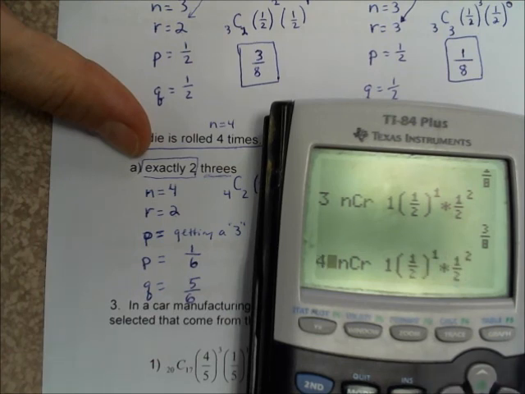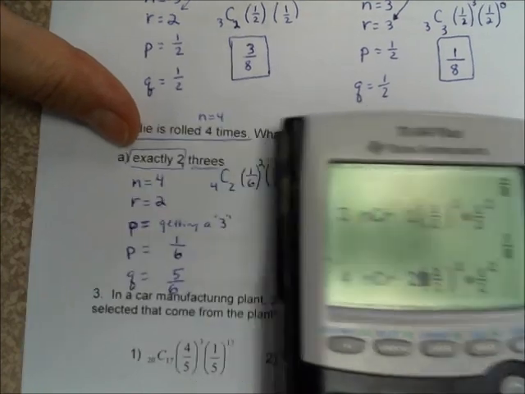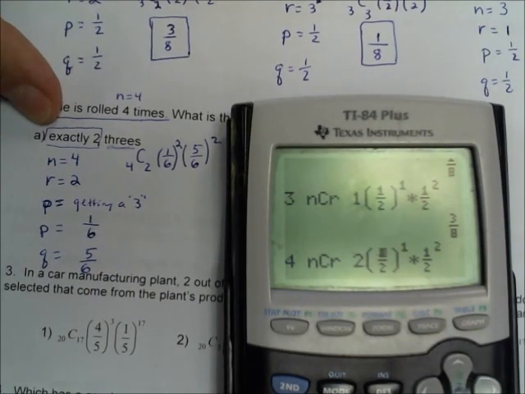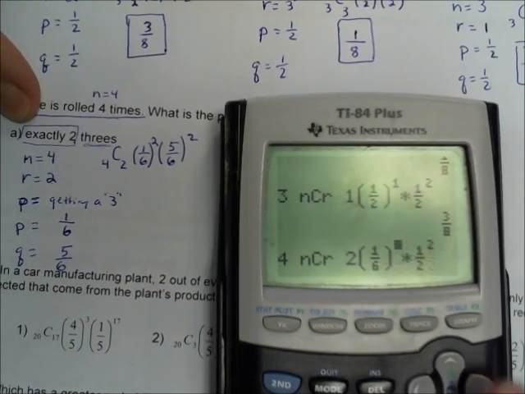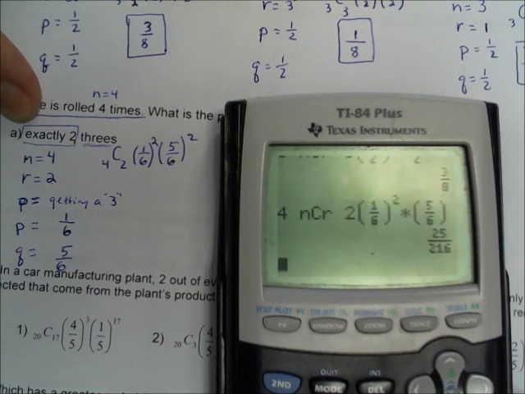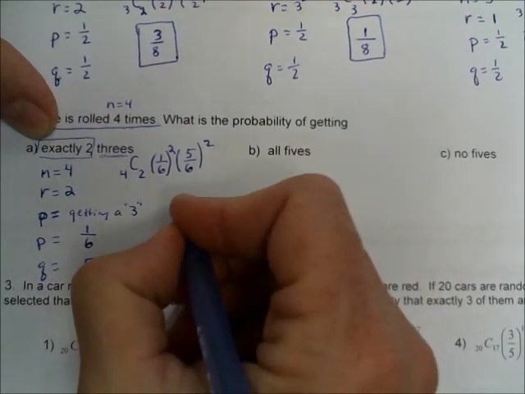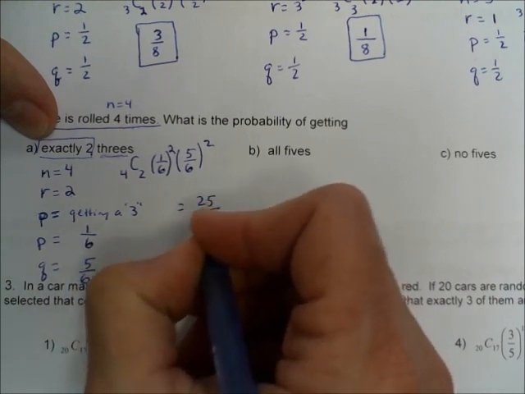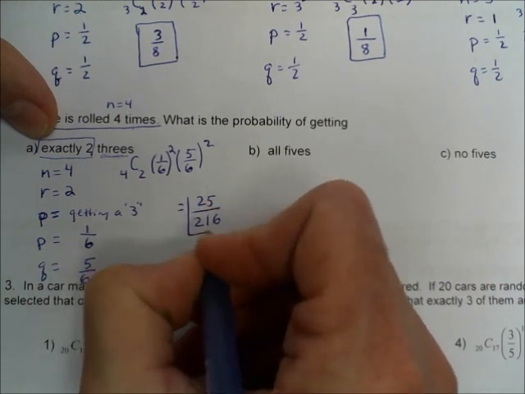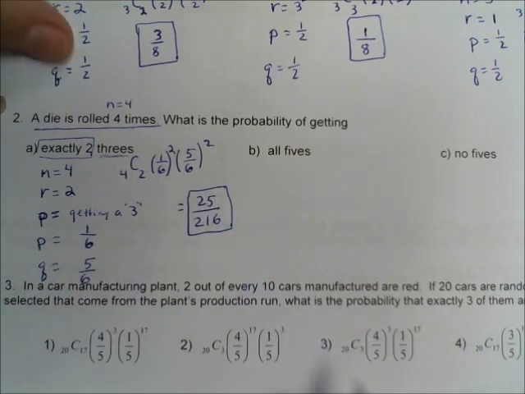So we have 4C2 times 1/6 to the power of 2 times 5/6 to the power of 2, which is already there. And so we have a 25 out of 216 chance of rolling exactly 2 3s when we roll a die 4 times.